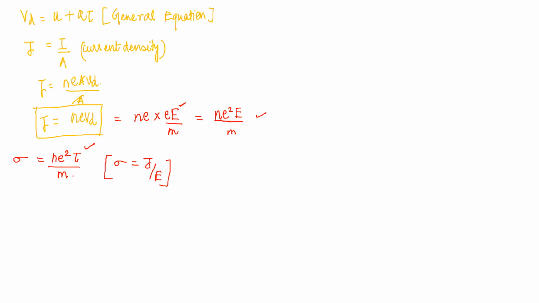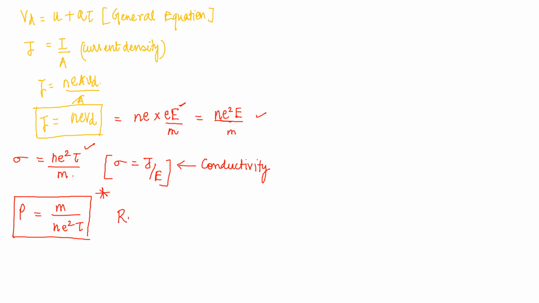Now from this conductivity we can find the resistivity of the material. Resistivity is denoted by rho and it is given as m upon Ne square tau. This is a star marked equation, one should know this. This is resistivity.